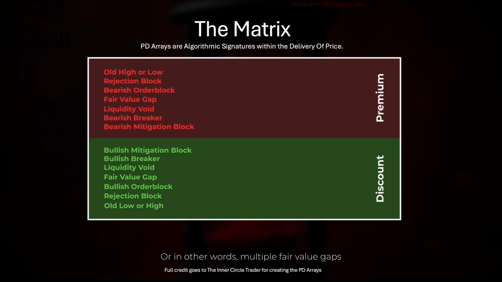Or in other words, multiple fair value gaps forming after each other in a row, and the range of the liquidity void is those multiple imbalances. So for this lecture, we're just going to focus on the fair value gap.